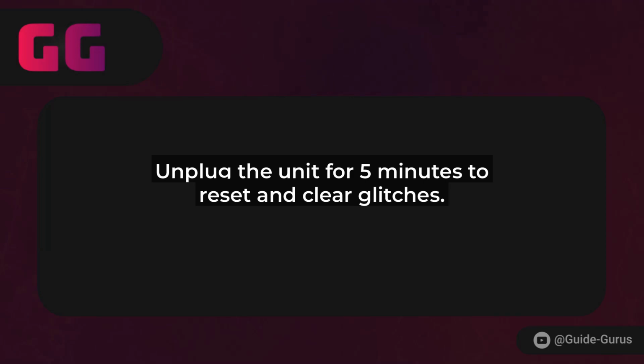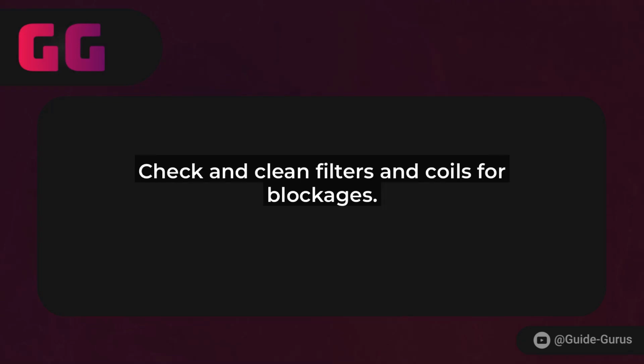First off, what does E8 really mean? In GE models from 2025, this error typically points to a problem with the internal wiring, a faulty sensor, or even a software glitch. It's not uncommon after power surges or if the unit hasn't been maintained properly. The good news is that many cases can be resolved with some simple troubleshooting at home. Let's dive into the fixes.